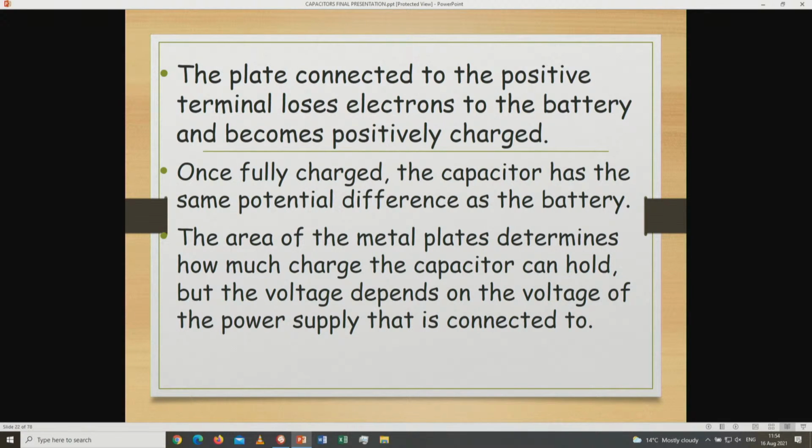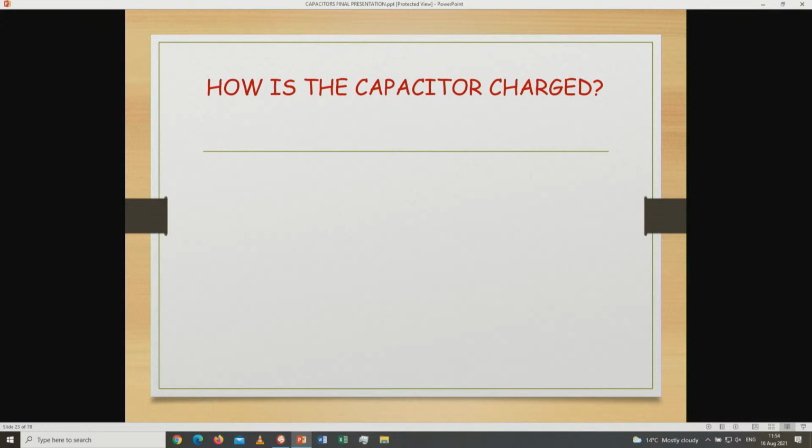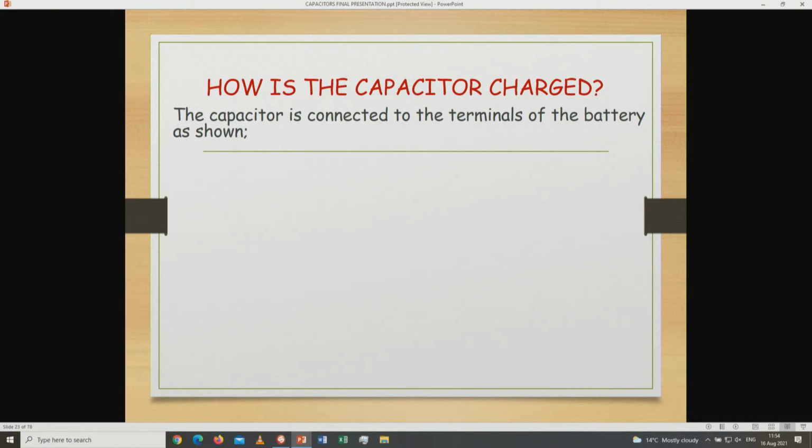The area of the metal plates determines how much charge the capacitor can hold, but the voltage depends on the voltage of the power supply that it is connected to. We will see this as we go on, how the capacitor is charged. Now, the capacitor is connected to the terminals of a battery as shown.